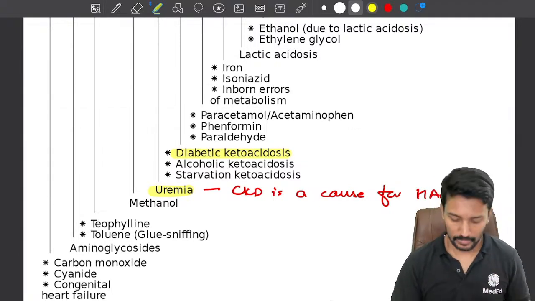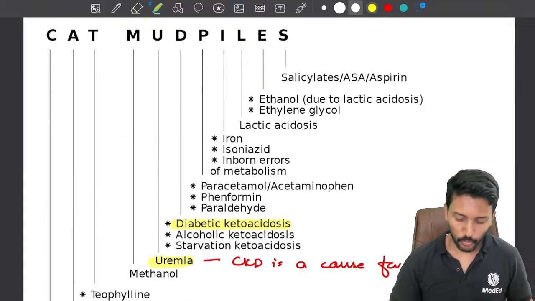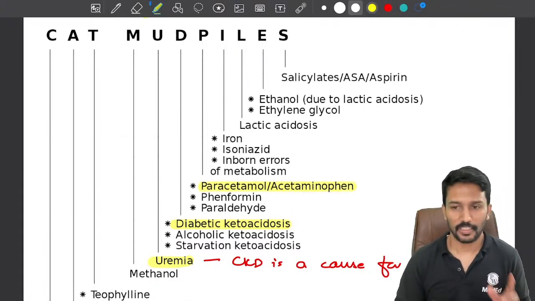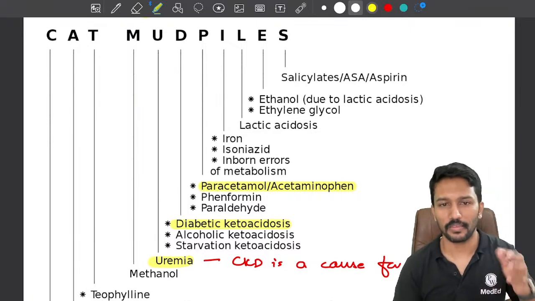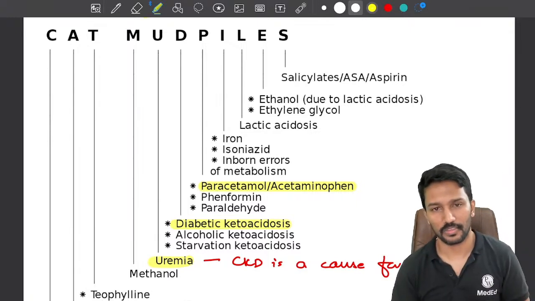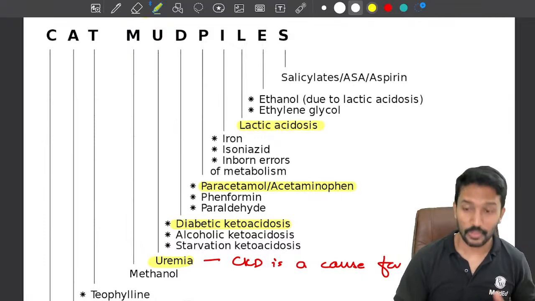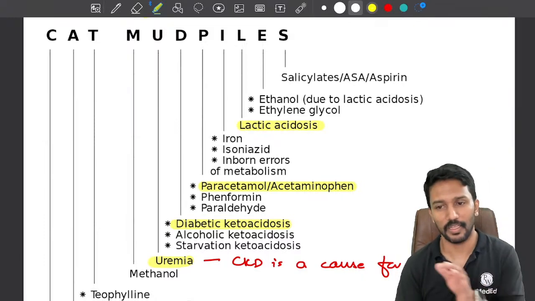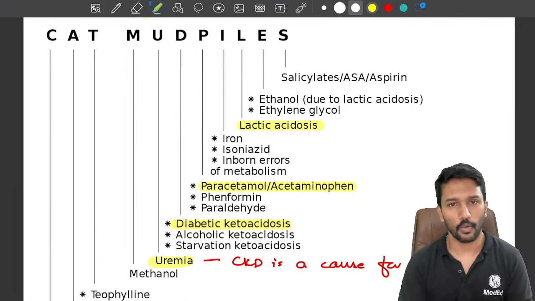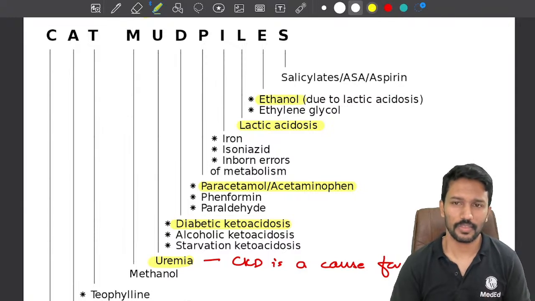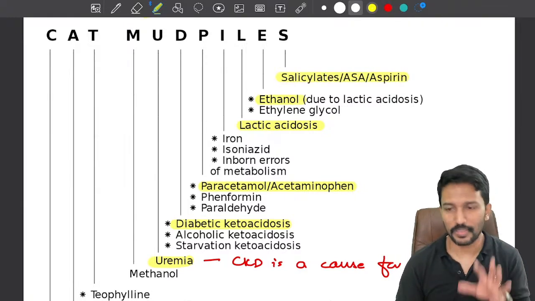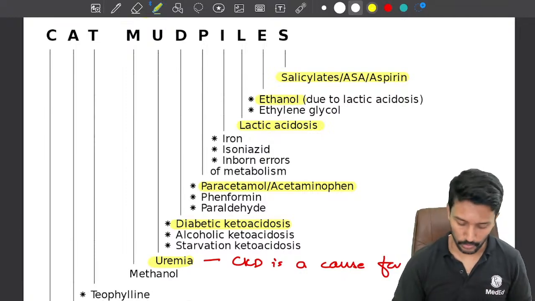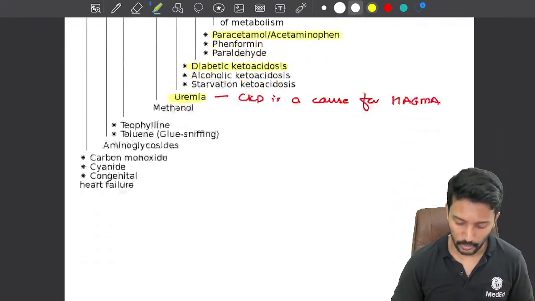Then P stands for paracetamol poisoning. Again a repeatedly asked question. Paracetamol leads to metabolic acidosis. Which type? High anion gap metabolic acidosis. I stands for iron, isoniazid and inborn errors of metabolism. L stands for lactic acidosis. In various conditions lactic acidosis can happen, typically in medicine we encounter that with sepsis. Then E stands for ethanol. Ethanol also leads to lactic acidosis, and S stands for salicylates, including aspirin. At least the ones that I have highlighted are important for you to remember as the causes for high anion gap metabolic acidosis.